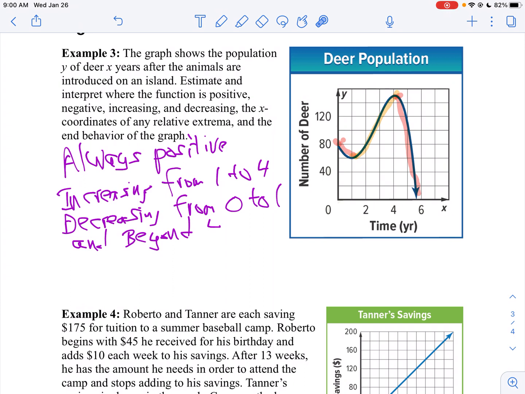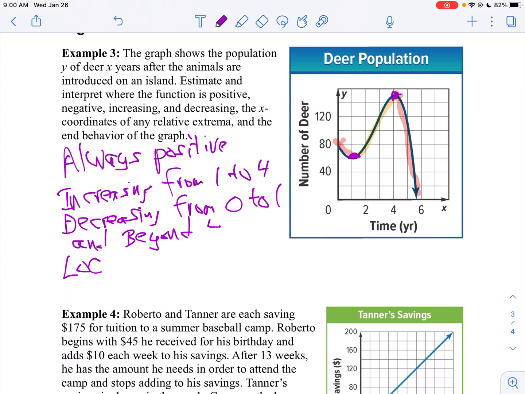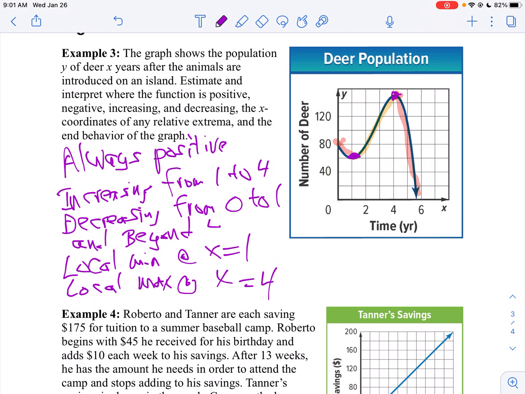And then let's look for any relative extrema. Well, we take a look at this point right here. That seems a low point, doesn't it? So that's my local minimum. Here we have a local maximum. So I'm going to say it has a local minimum at, we'll say, x equals 1. It has a local max at x equals 4.